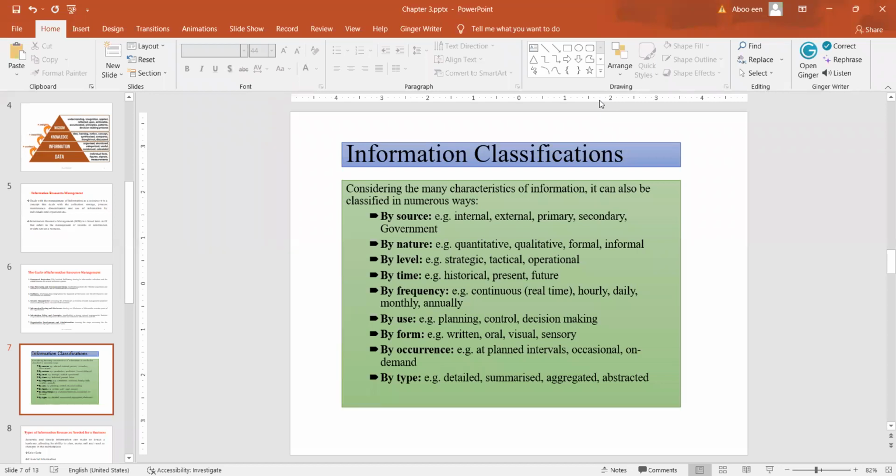Aggregated. Assume that in a financial statement or a financial report, you may get aggregated values. So let's say for monthly sales, it is accumulated or aggregated. The total sales will be there. So aggregated informations. Debt, cash inflow, cash outflow, creditors, debtors. So these are the aggregated values. Some aggregated, abstracted.